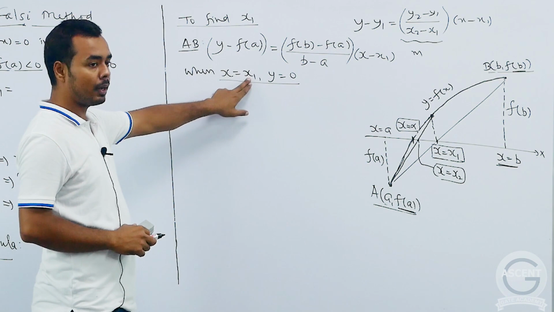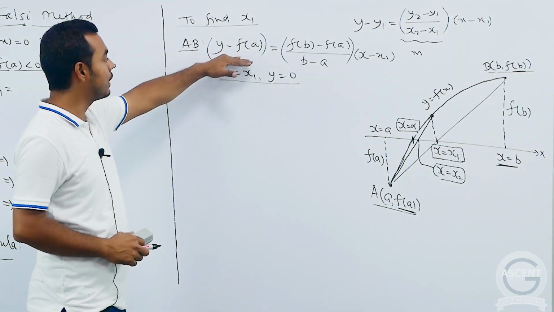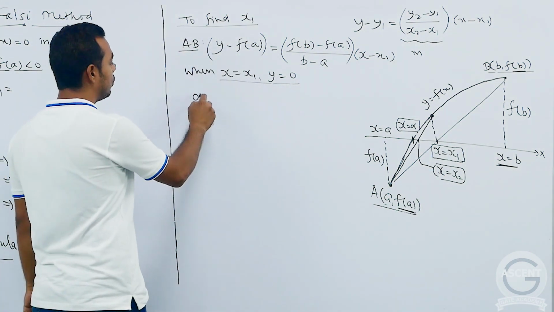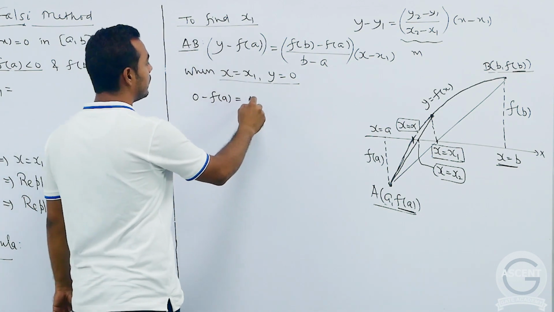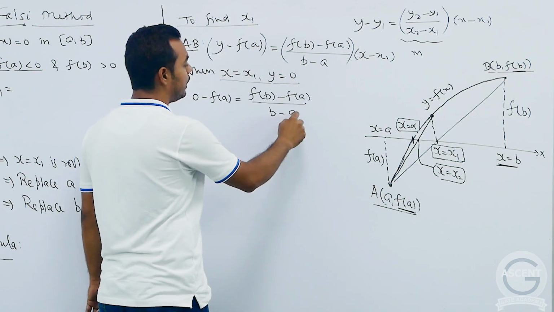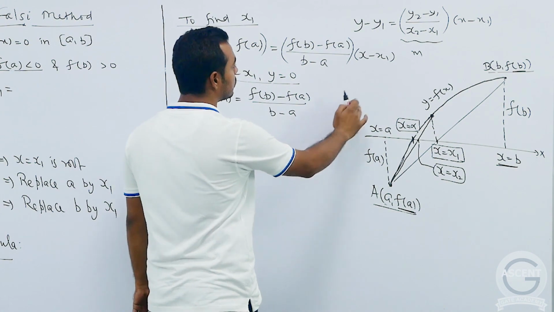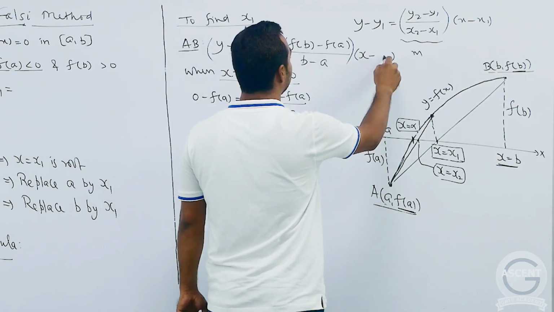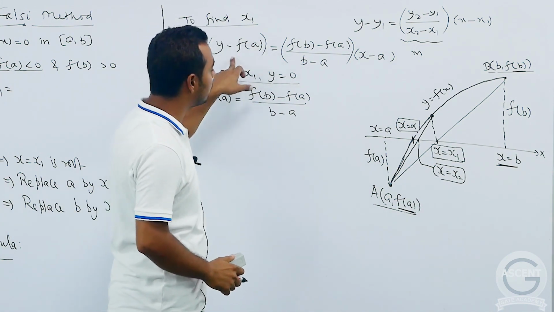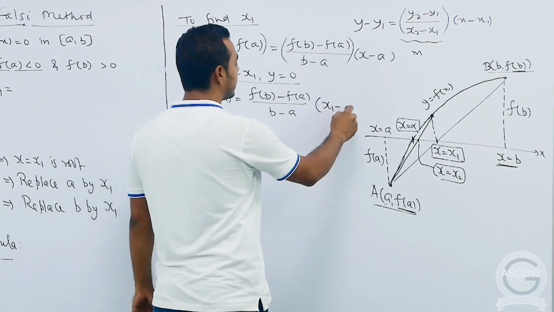So in this line we are going to substitute these points. In place of x I will write x1, and in place of y I will write 0, because this point is lying on this line and therefore it must satisfy the equation of this line. So I will get 0 minus f of a equals f of b minus f of a by b minus a, times x1 minus a. In place of x1 we should write a here, because x1 is a, right? y minus y1, y1 is f of a, x1 is simply a.